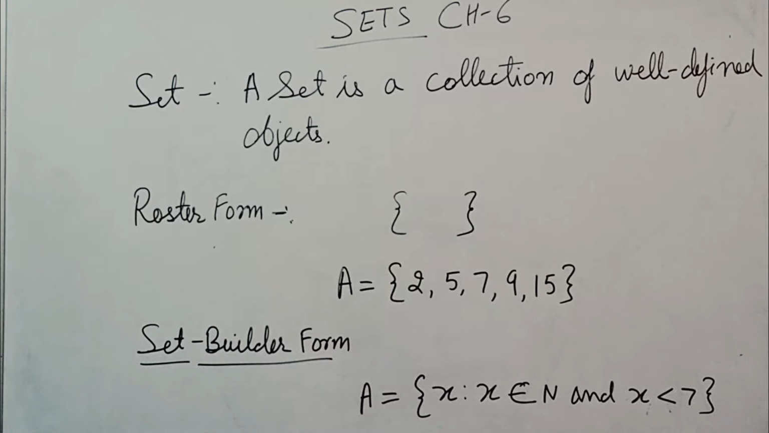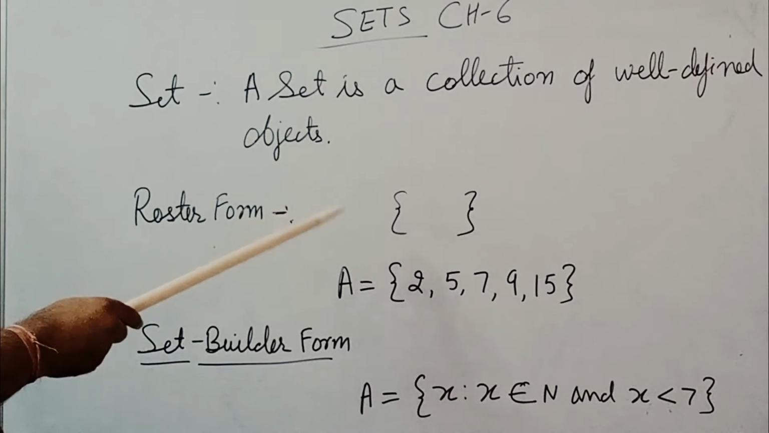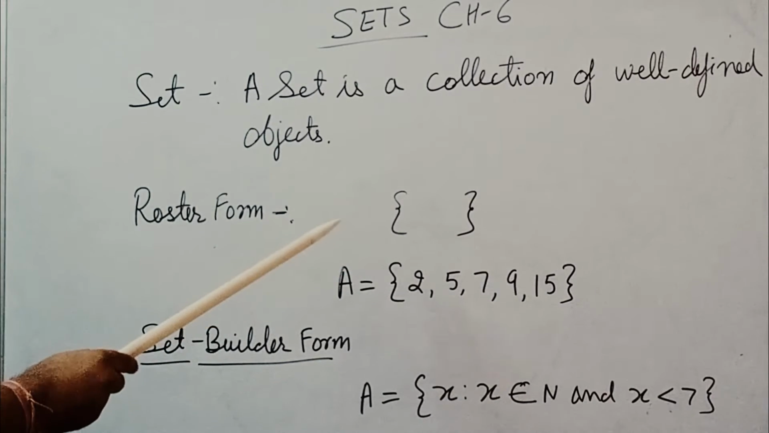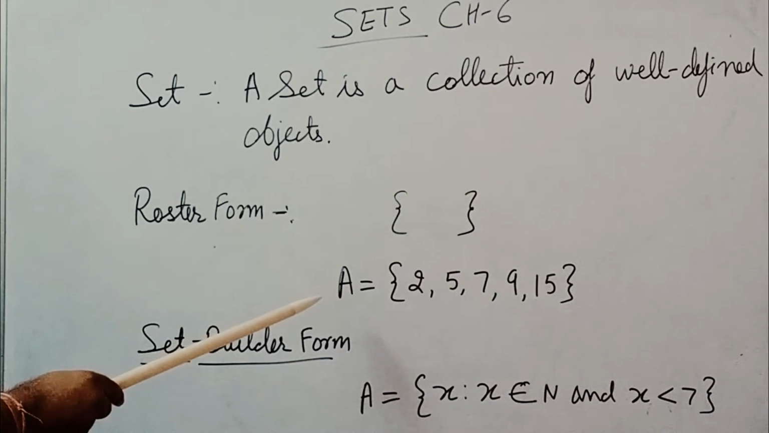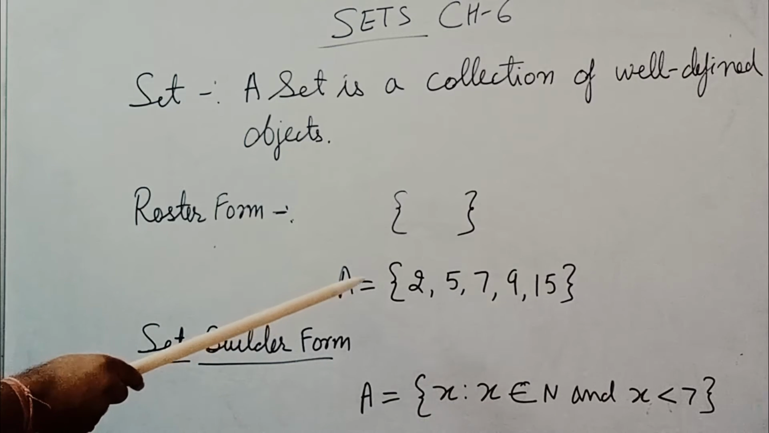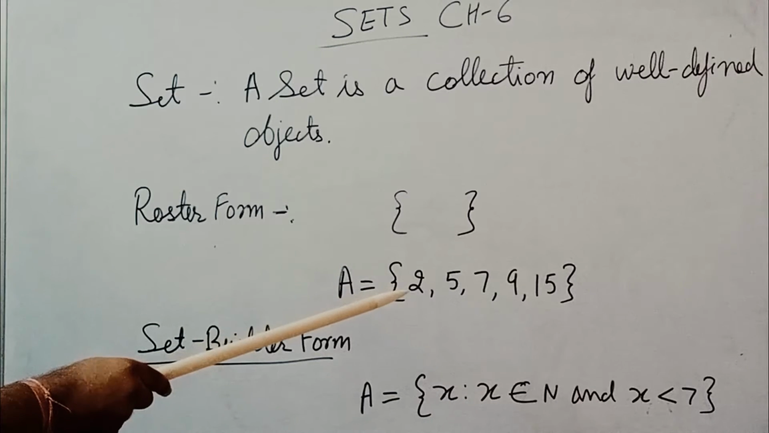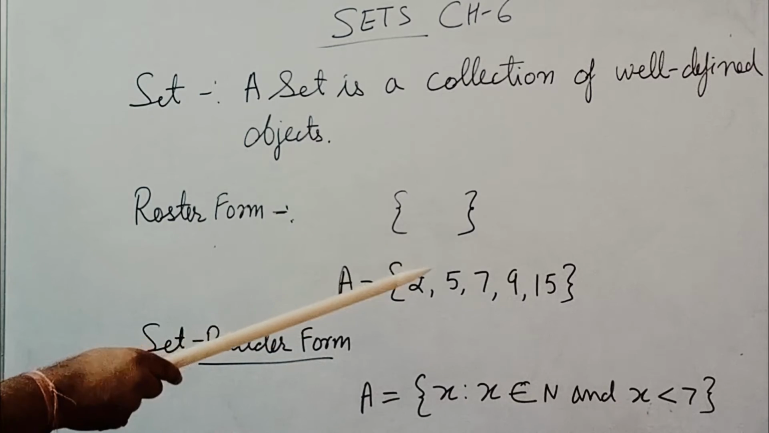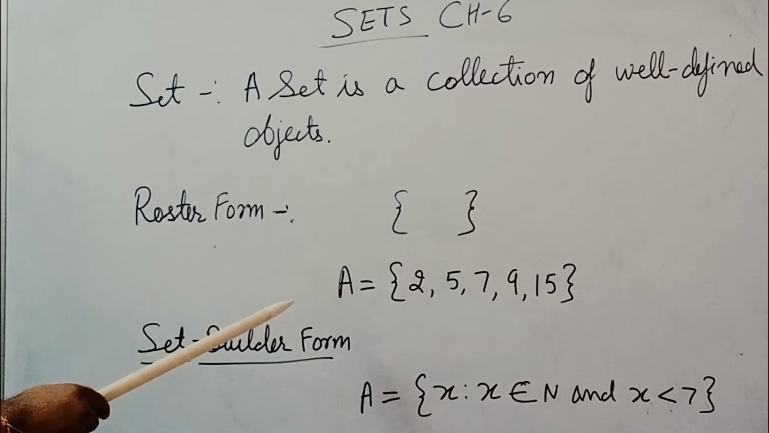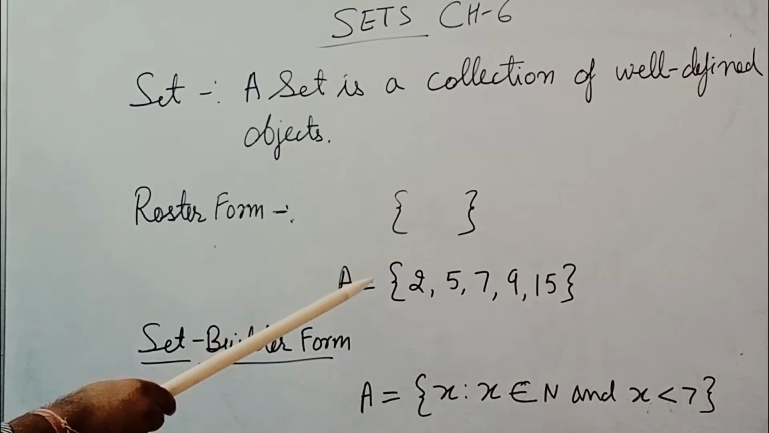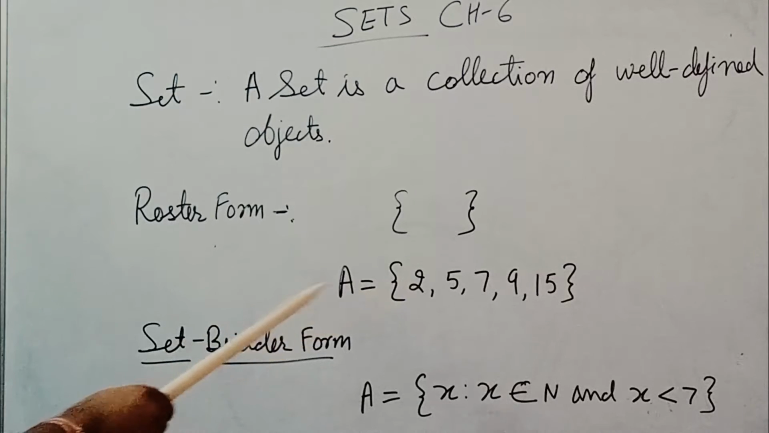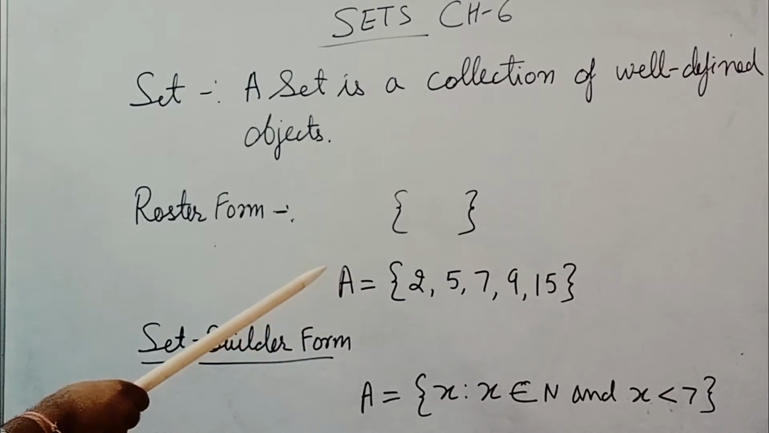First we are taking the roster form. What is the roster form? When we write the set in roster form, we take curly brackets and write the elements inside. We write the set with a capital letter. So A = {2, 5, 7, 9, 15}, where 2, 5, 7, 9, 15 are the elements of this set. So we say that we have a set A in which we have 2, 5, 7, 9, 15, and these are the elements of the set, or we can say 2, 5, 7, 9, 15 belong to A.